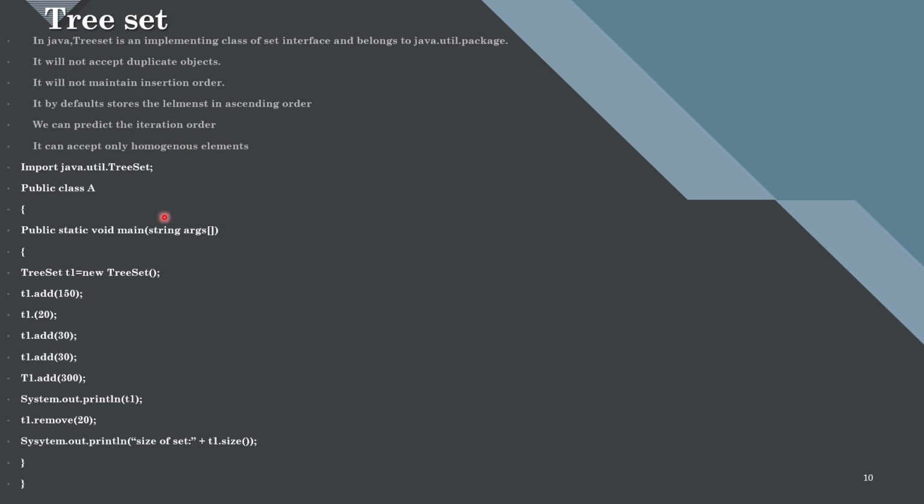Import java.util.TreeSet, we are importing the library. Then we are declaring a class called name, the main function, declaring the set, adding elements, then printing out what the elements in it are, removing the elements, and what is the size of it.